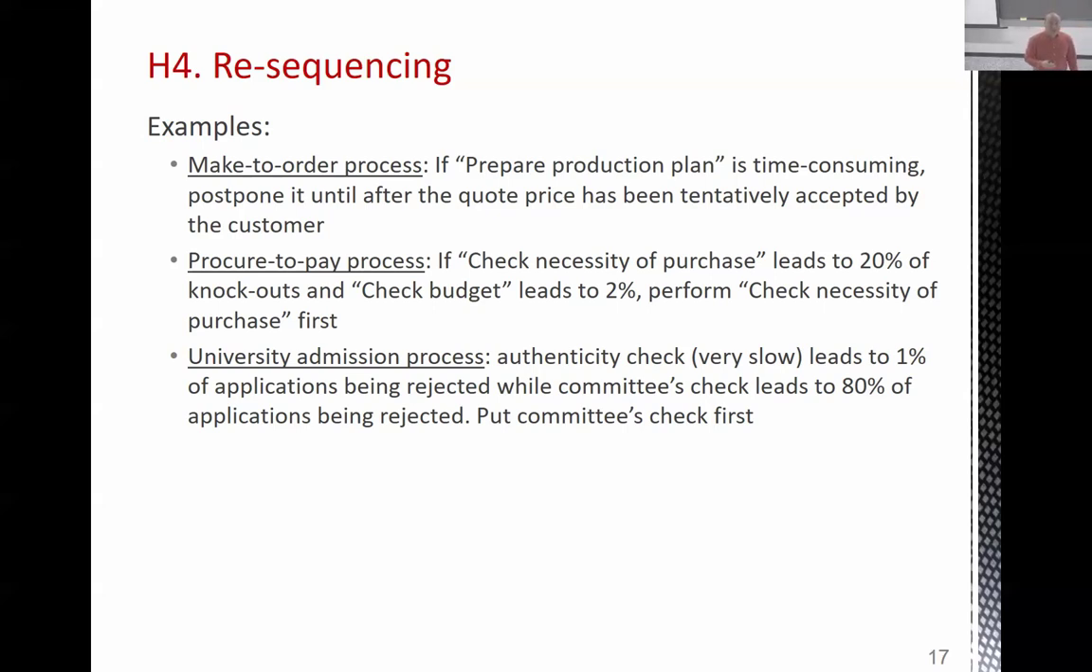Checking the budget, on the other hand, only stops 2% of the orders. So 20% versus 2%. Which one will you do first? Well, if I had a choice, I would check the necessity for the purchase before checking the budget, because that way I eliminate 20% of the purchases, and I need to perform the task check budget 20% fewer times, because I only need to do it for 80% of the tasks.